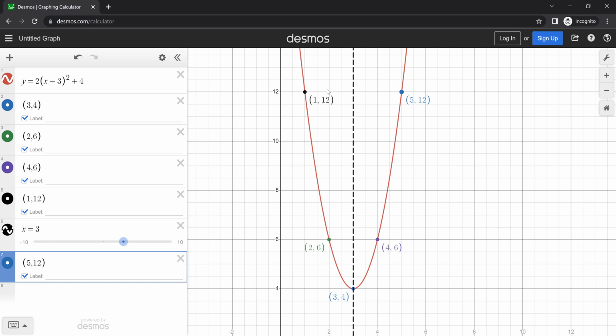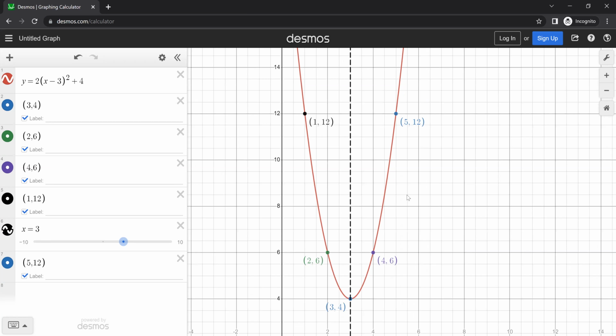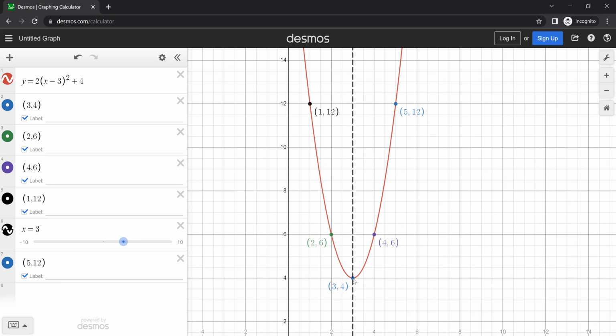So the key here is to be able to graph the vertex first and then these other 2 points. So we're going to use the table method to do that. There are other approaches.